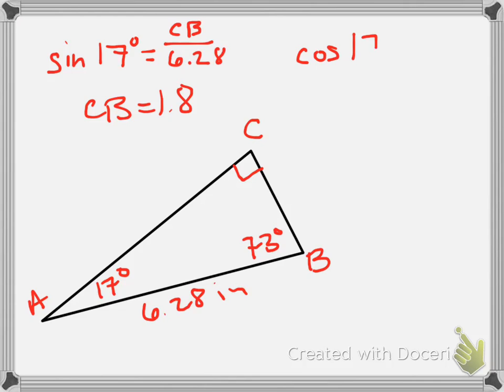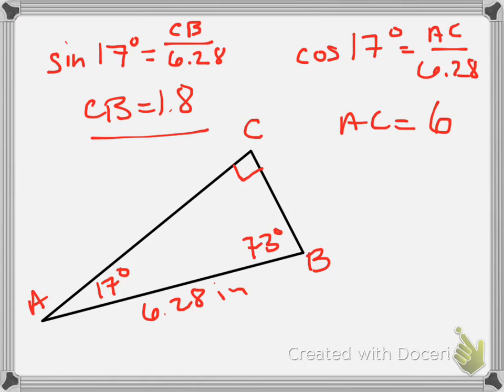Now to find AC, I'm going to do 17 again, but I'm going to do the cosine of 17, because now I'm doing adjacent over hypotenuse. So it's AC over 6.28. So I do the cosine of 17 times 6.28, and I get approximately 6. Now if you can do it a different way, that's fine, but remember, these are still going to be your same answers.